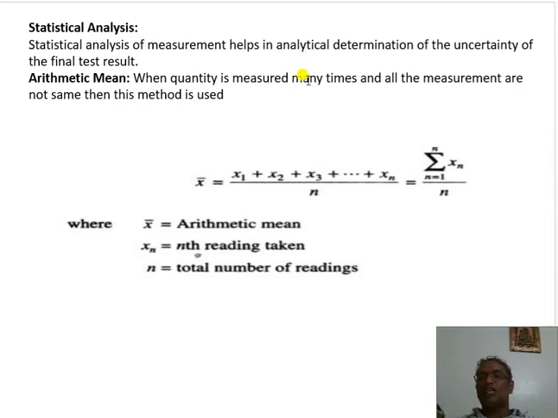When a quantity is measured many times and all the measurements are not the same, this method is known as arithmetic mean, and the equation is given by x bar = (x1 + x2 + ... + xn) / n. Here n is the number of readings. So x bar is the arithmetic mean and xn is the nth reading taken. If xn is 100, then x1 starts from 1 to 100 and n will be 100. So it is known as arithmetic mean.